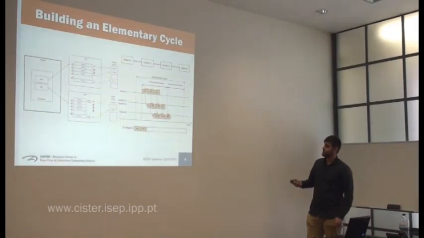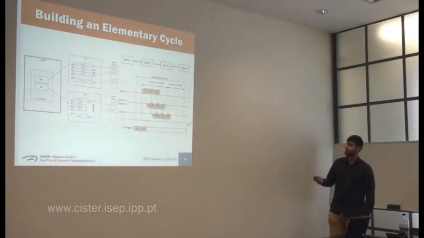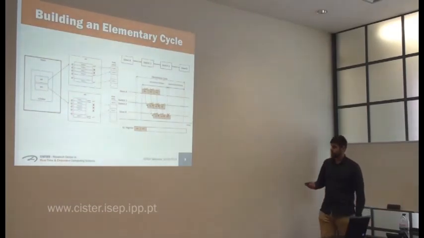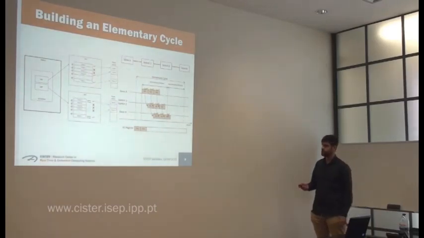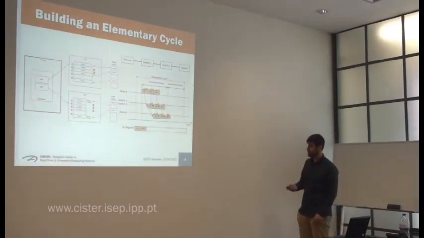Here we have an example where slave A transmits a message to slave B and crosses switch 1 and switch 2. This line represents the link between slave A and switch 1. Here we have the link between switch 1 and switch 2. Here we have the link between switch 2 and slave B.